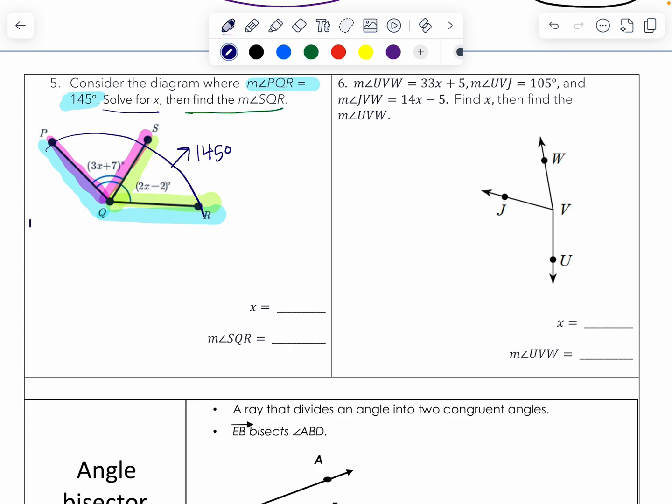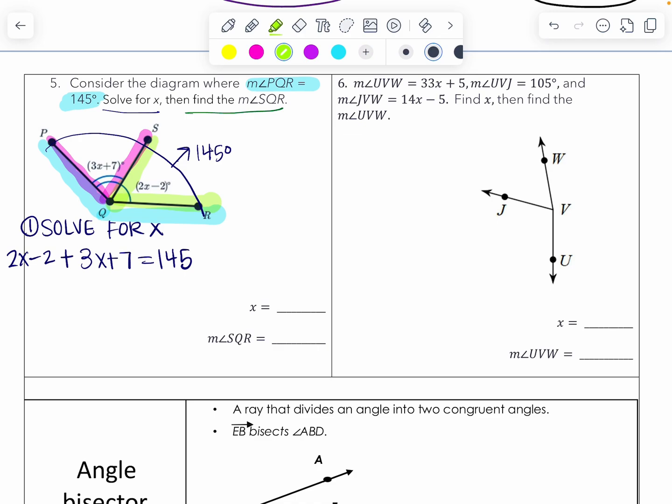So let's start. Step number 1, solving for x. Remember, little angle: one of our little angles is 2x minus 2 plus our other little angle. So the pink thing is 3x plus 7. Green thing plus pink thing is equal to the blue thing, which is 145.